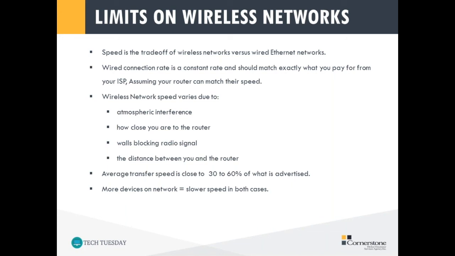Average data transfer speed for a wireless network is about 30 to 60% of what your cable provider or your ISP is saying they are giving you. And that's typically due to things they can't even control. Also, the more devices you have on a network, the slower the speed in both cases. So if you're like me, working from home and curious as to why your internet connection is so slow if you're not physically wired in, that's why. It's a lot of atmospheric interference and just the limits of technology as a whole.